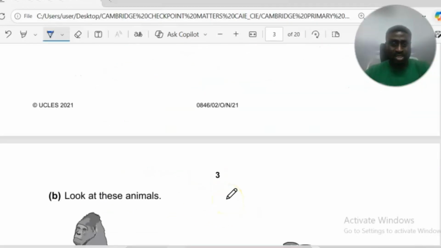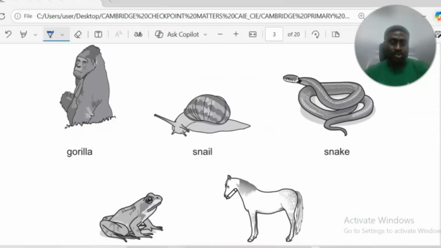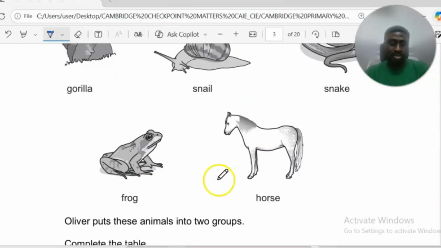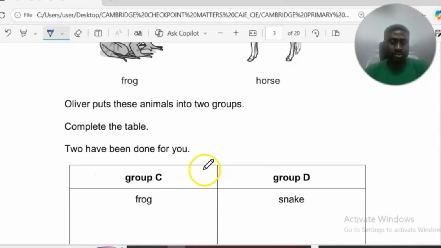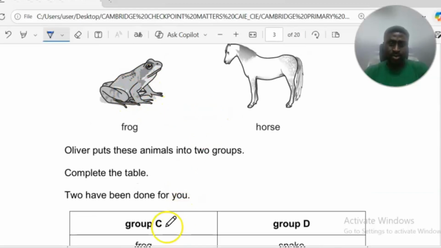Now let's move to the next question. The B part says, look at these animals. We have the gorilla here. We have the snail here. We have the snake, the frog, the horse. Oliver puts these animals into two groups. Still further classification. Complete the table. Two have been done for you. So he placed frog from this list here under group C.